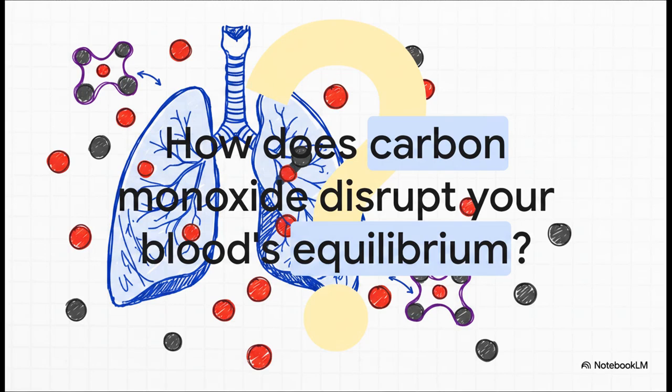Okay, take a deep breath for a second. Right now, as you inhale, there's actually a microscopic tug of war taking place inside your bloodstream. Down in your lungs, oxygen molecules are constantly binding to and releasing from a protein called hemoglobin. And it's not a one-way street, right? It's this incredibly delicate, continuous balance.